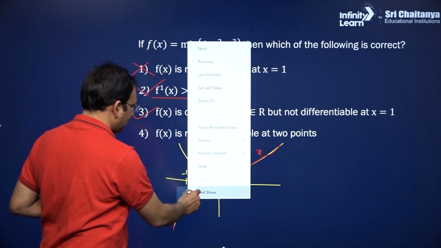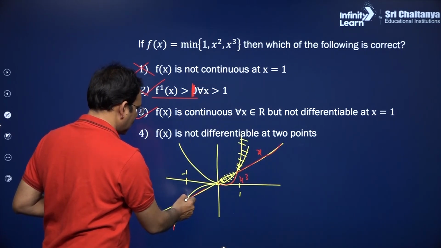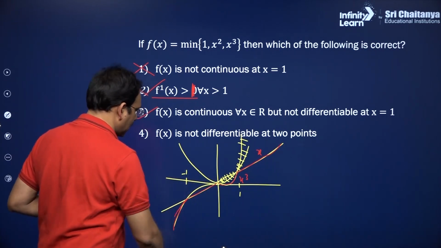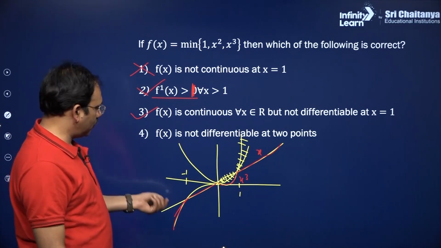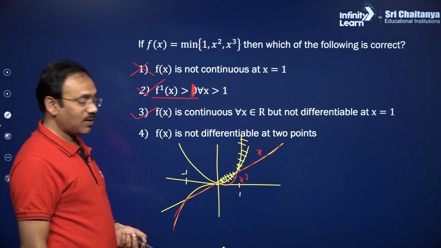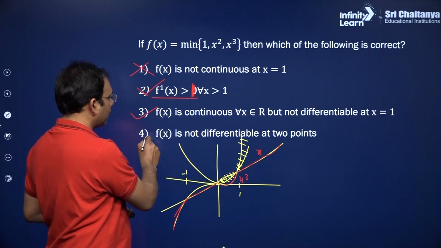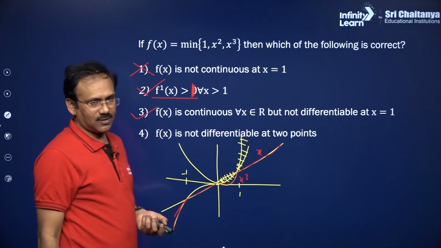Here what is the minimum? X is the minimum, my dear friends. X is the minimum. Same logic you are going to get. This is the one. So, x cube left hand derivative 3x square minus 3, f of x is not differentiable at 2 points. This is also correct, my dear friends.